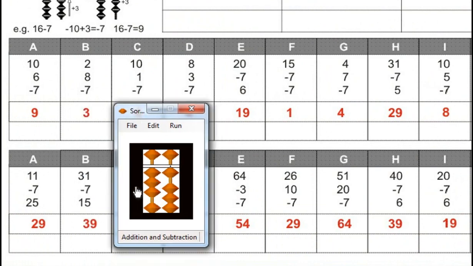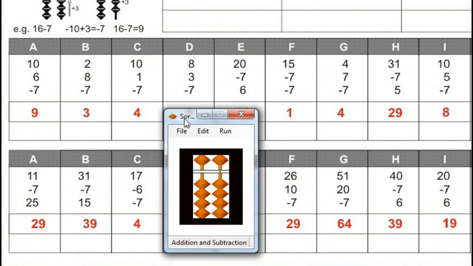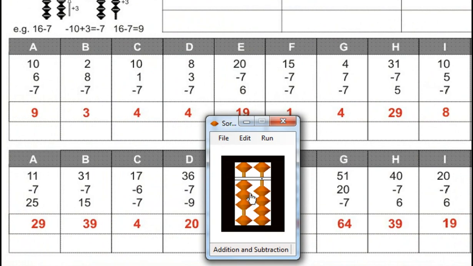31 minus 7 plus 15. Answer is 39. Again, next. 17 minus 6 minus 7. Answer is 4. 36 minus 7 minus 9. Minus 9. Answer is 20.